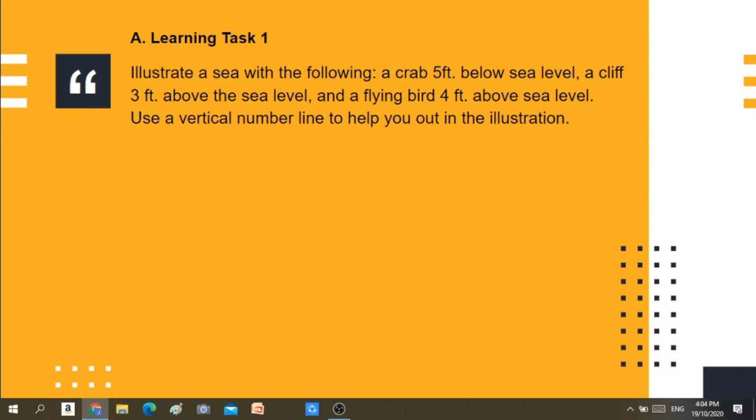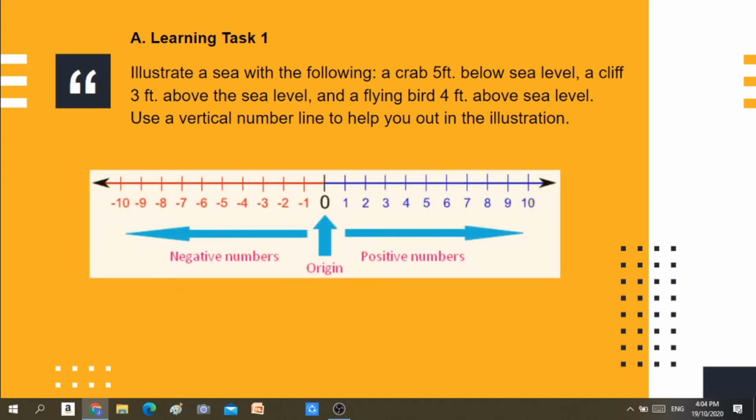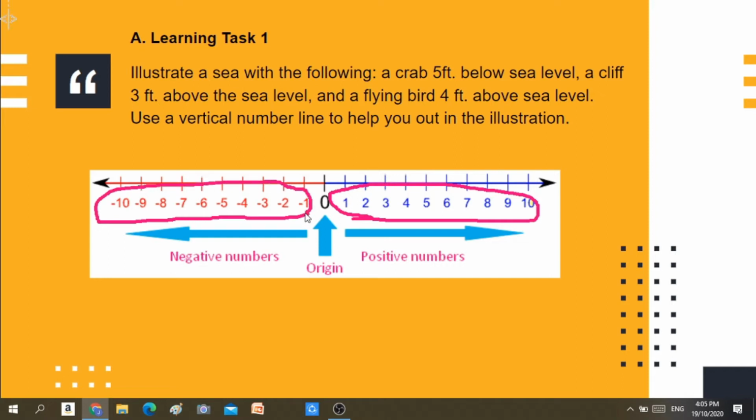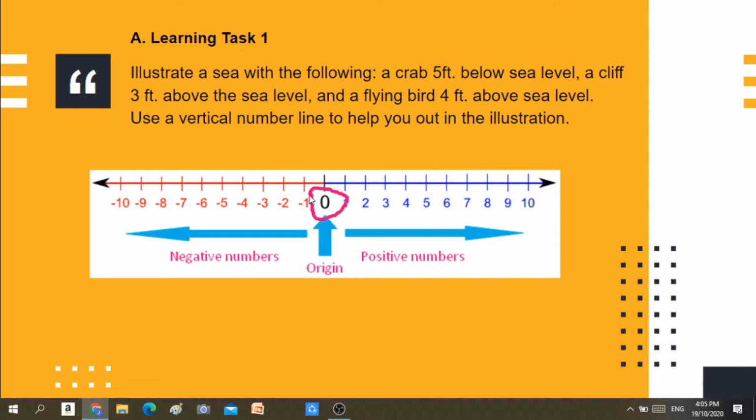But before that, before the illustration, let me show you first a number line. So this number line is represented horizontally para makita nyo muna kung ano ba yung mga nasa number line. So on the right side, I have here the positive numbers. And then on the other side, going to the left, we have the negative numbers. At sa gitna, meron tayong 0. Now this is our number line.